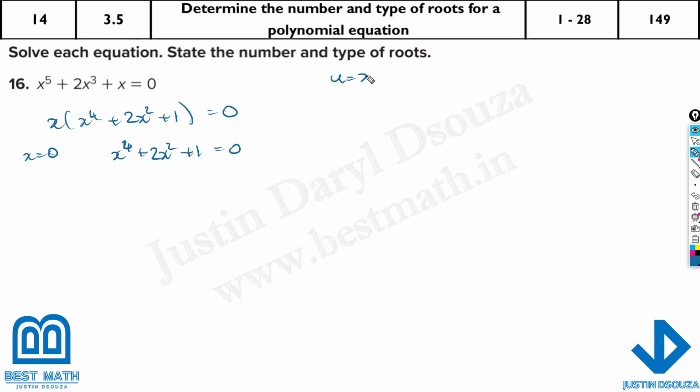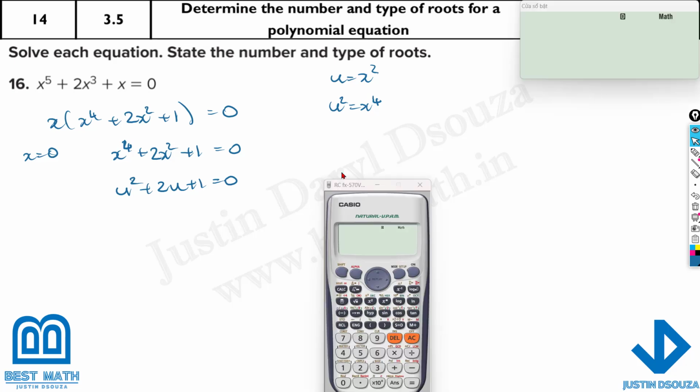You need to assume u is equal to x squared, so then u squared will be x power 4. Let's substitute in this equation here. It's going to be u squared plus 2u plus 1 is equal to 0. Now, after we write that, we can use the calculator to solve this, right? The coefficients are 1, 2, and lastly we have plus 1. So the answer is minus 1. Now again it's repeated. I'm just going to write it once.